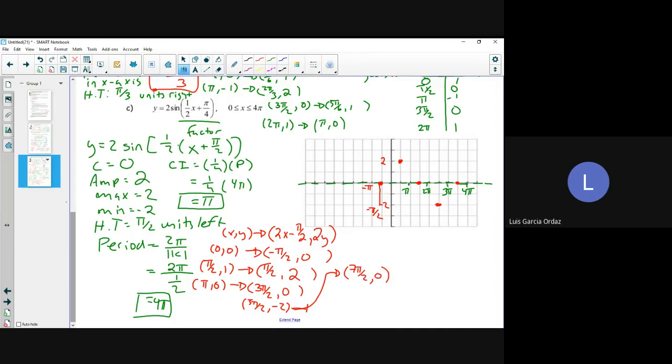So you can also see the pattern in the x values itself, okay? What was our critical interval? Pi, right? So what's the difference between pi over 2 and 3 pi over 2? 2 pi over 2, which is pi. Okay, so each one of these has a difference of pi, and our critical interval was pi.